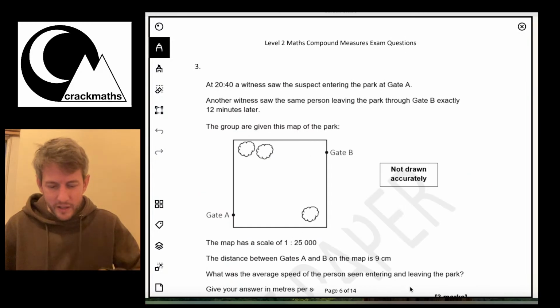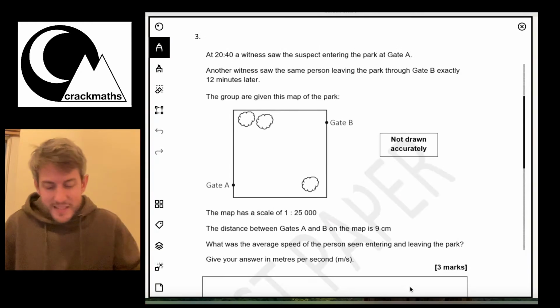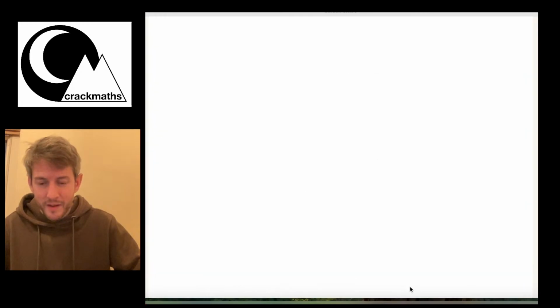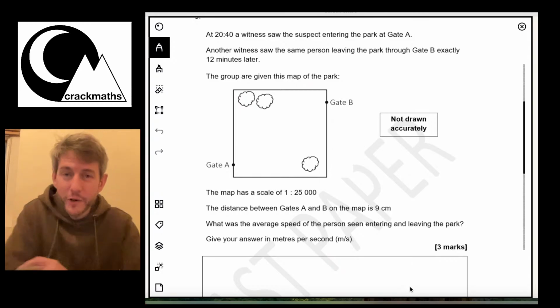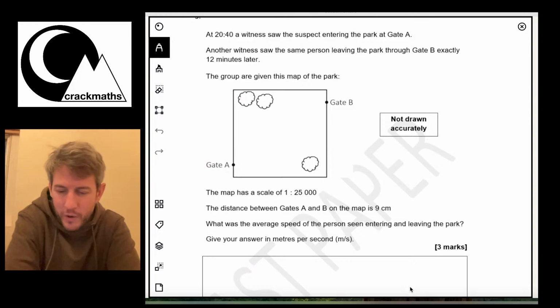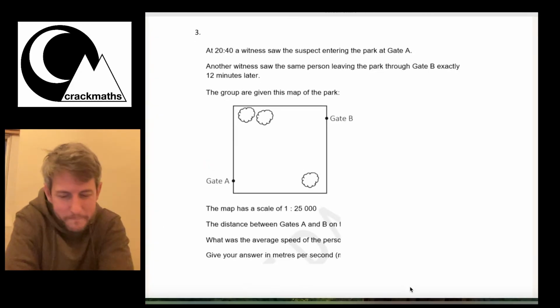Right, let's have a look at what's going on next. Okay, so this is another speed, distance, time question, actually. So I can see here, it's also going to require us to use a ruler. But I can just fake that and we can all pretend that we've measured it correctly. So let's have a look at this question. In this one, I've seen this one before actually, it's quite fun.